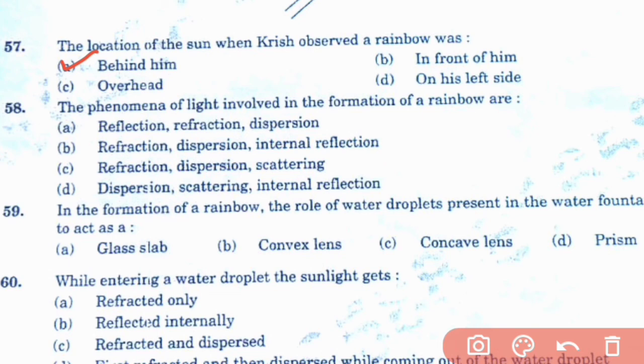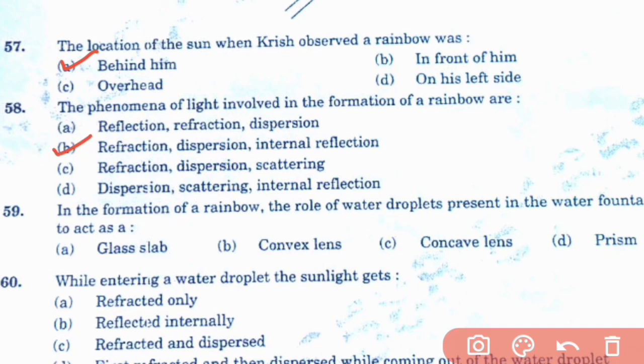Question number 58. The phenomena of light involved in the formation of a rainbow are option A: reflection, refraction, dispersion, B: refraction, dispersion, internal reflection, C: refraction, dispersion, scattering, D: dispersion, scattering, internal reflection. So the correct answer is refraction, dispersion and internal reflection. That is option number B is the correct answer.